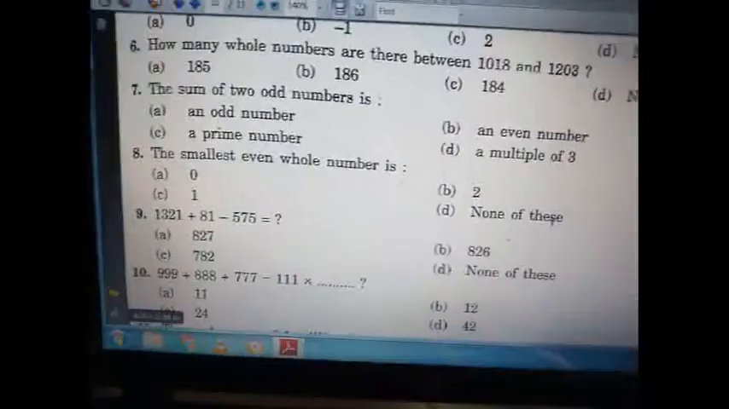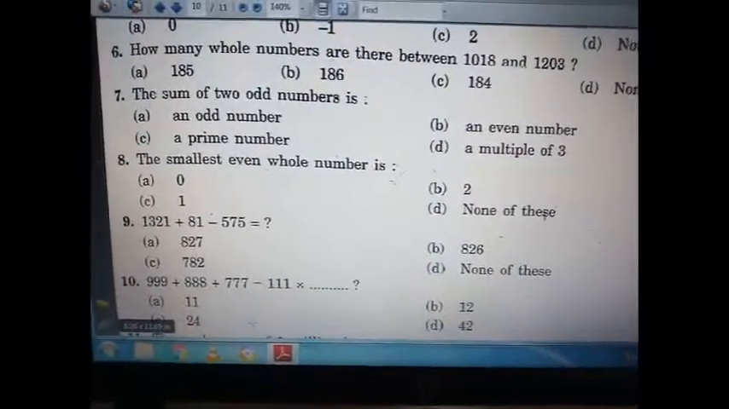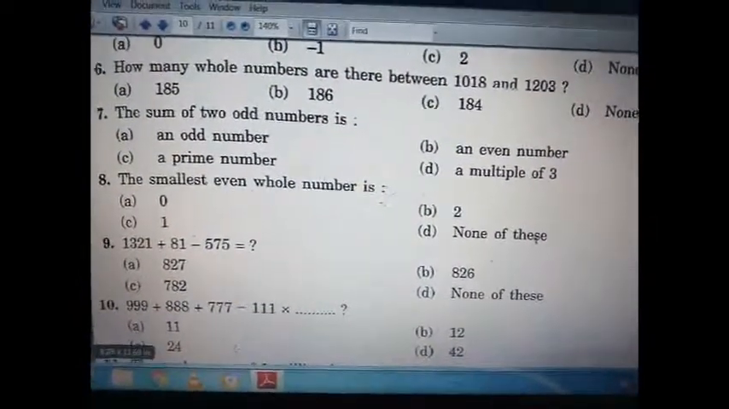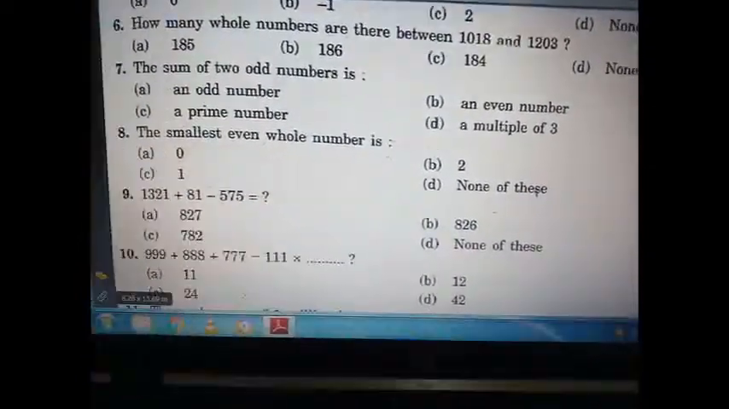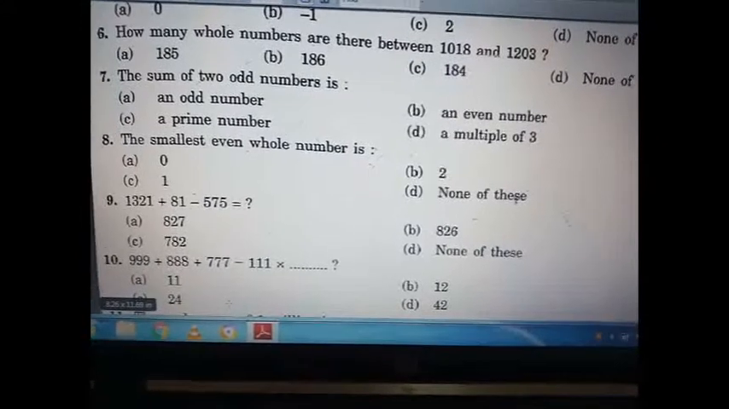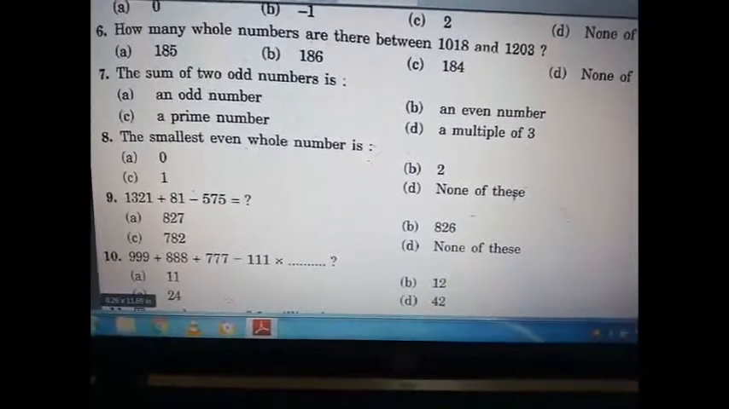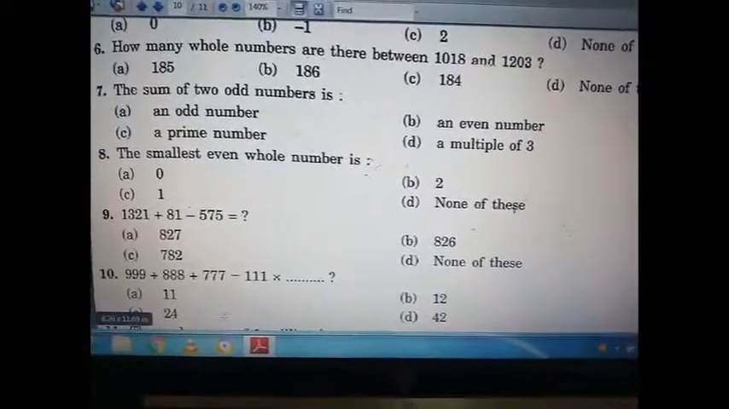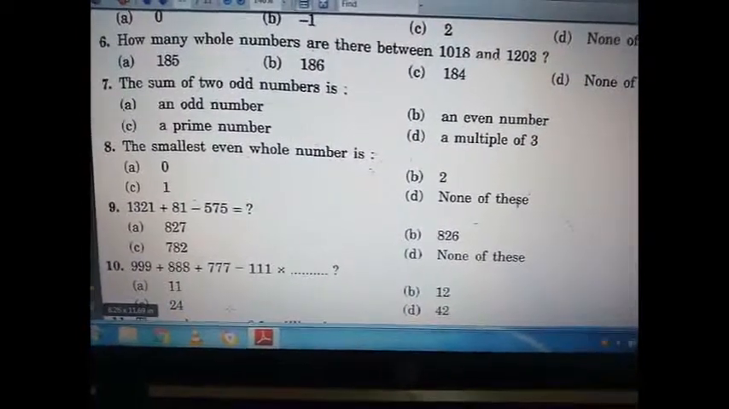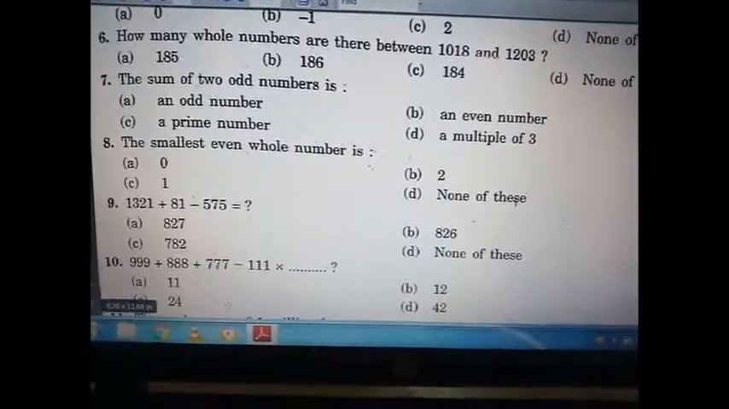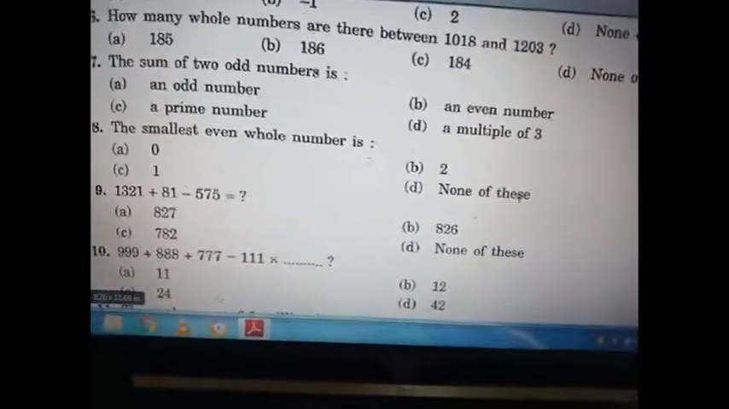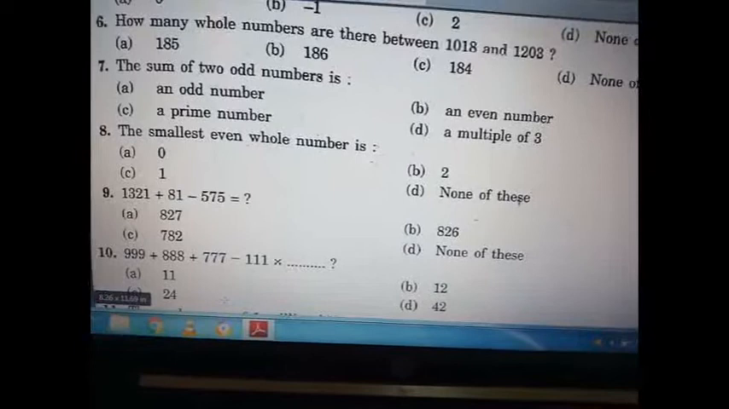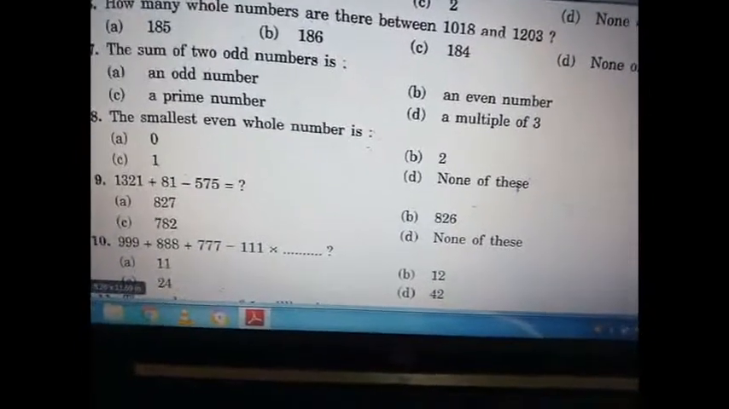Now question number 8, the smallest even whole number is. We will go with option number A, because 0 is considered a whole number, which is the smallest even whole number. Now question number 9, it is your assignment. You have to add both the numbers, then subtract 575 from the resultant answer. Now question number 10.